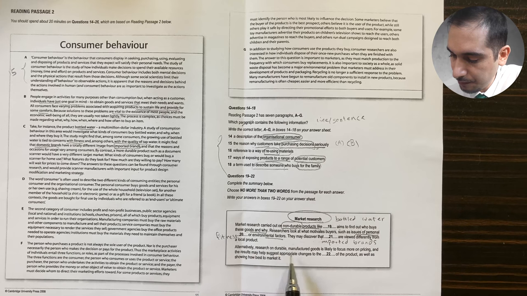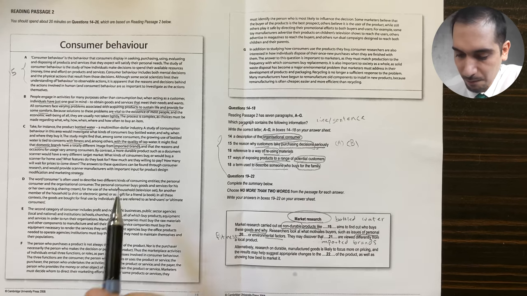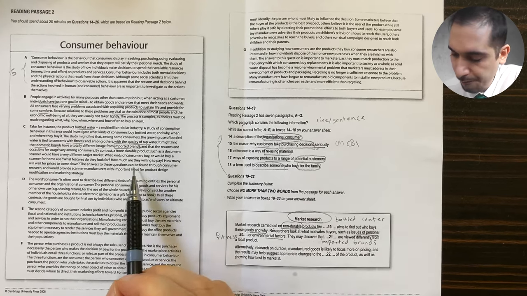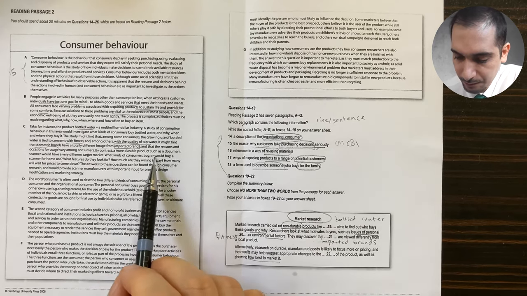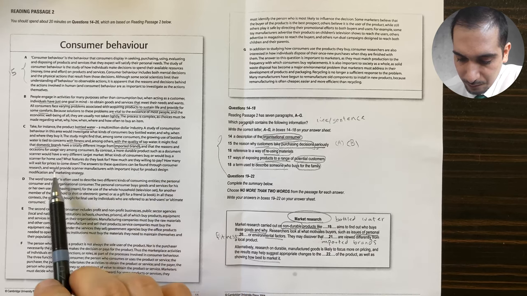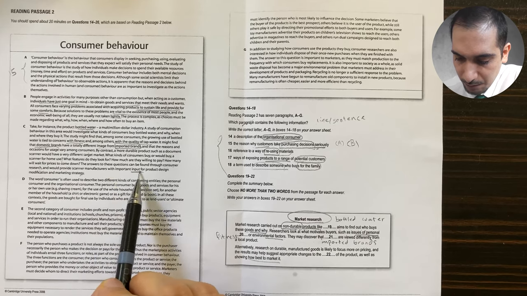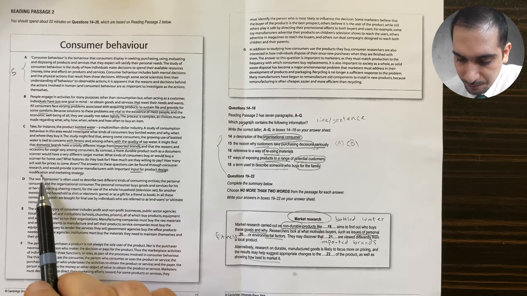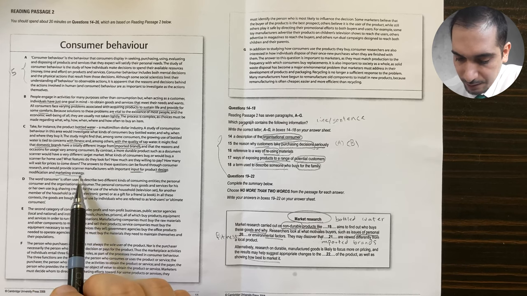So alternative research on durable manufactured goods is likely to focus more on pricing, and results may suggest appropriate changes to the product in the best market way. Input, design, marketing strategy. Change the marketing strategy.